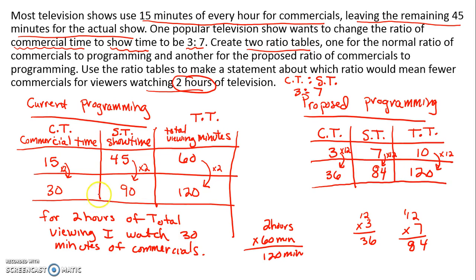I got to tell you, it's better for us if they leave the ratio as it is, because right now we get to watch 120 minutes of television and only have to watch 30 minutes of commercials. But here, the proposed is we get our 120 minutes of television, but now we got to watch more commercials, 36 minutes of commercials.